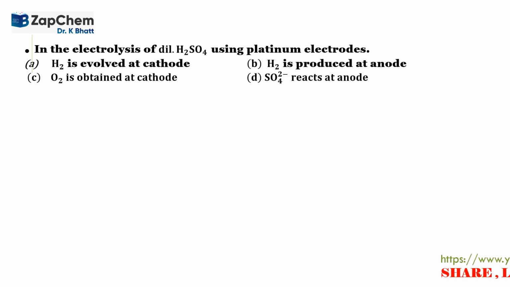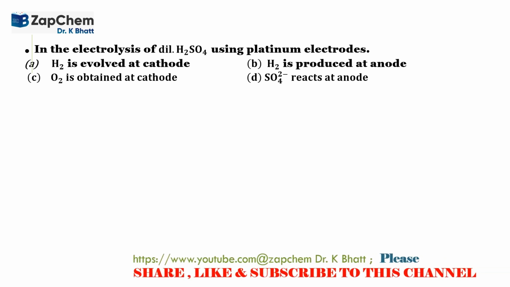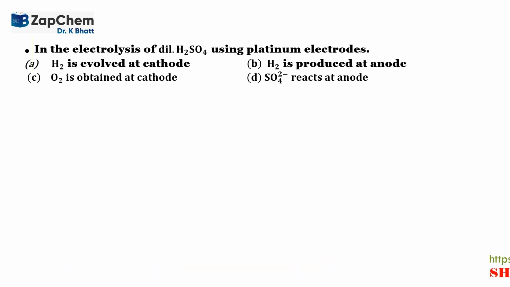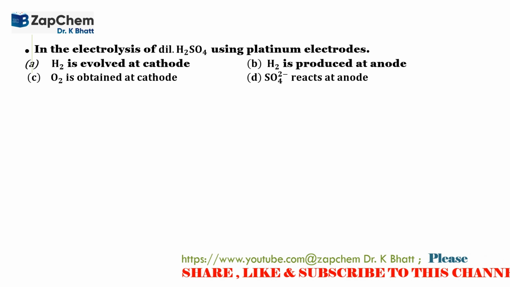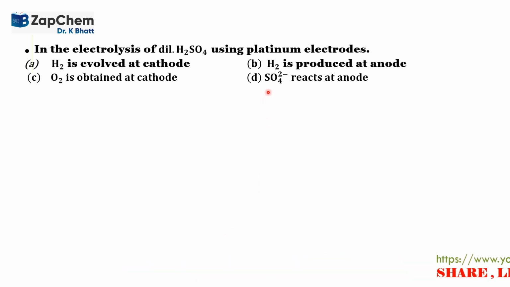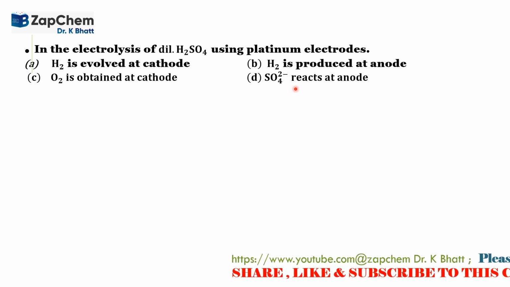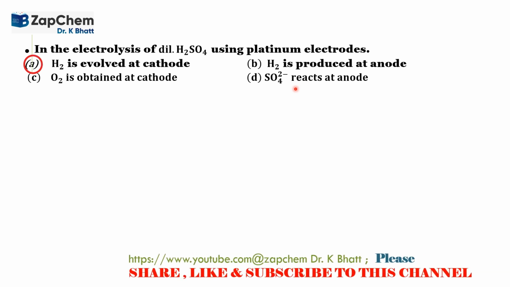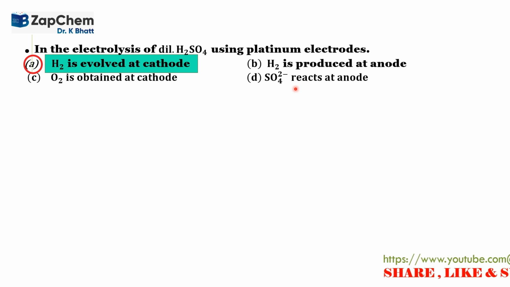Now the next question is: in the electrolysis of dilute sulfuric acid using platinum electrodes, 4 options are given. The question is very common. Hydrogen is evolved at the cathode, hydrogen is produced at the anode, oxygen is obtained at the anode, sulfate ions react at the anode. So the answer to this question is option A, hydrogen is evolved at the cathode.